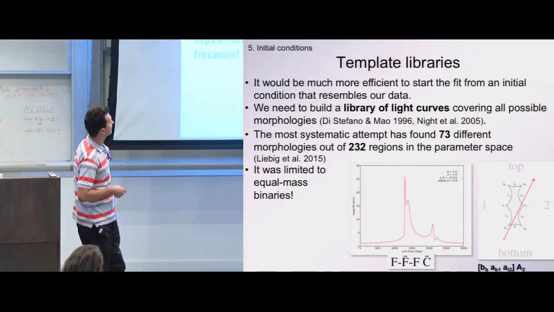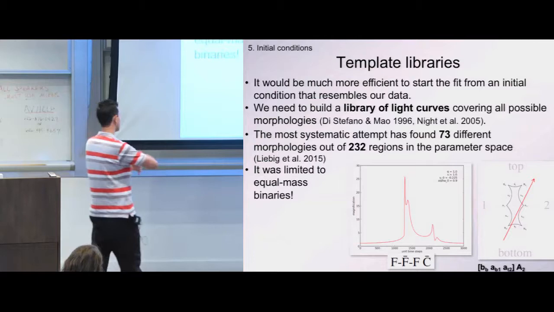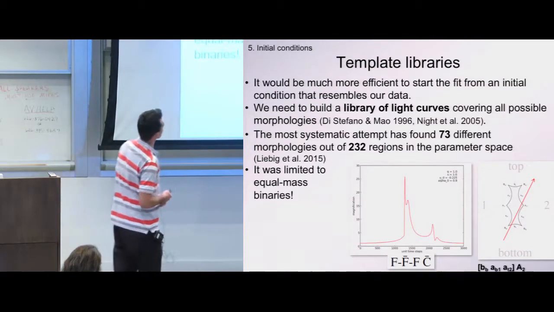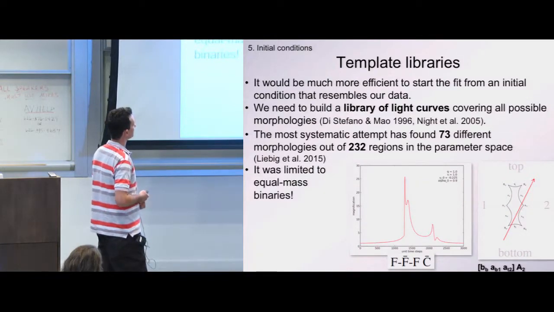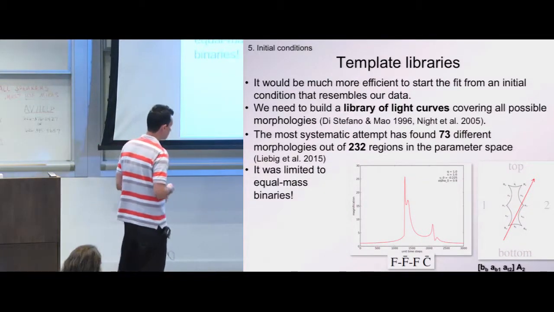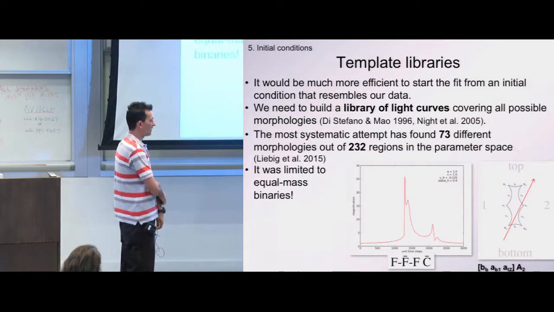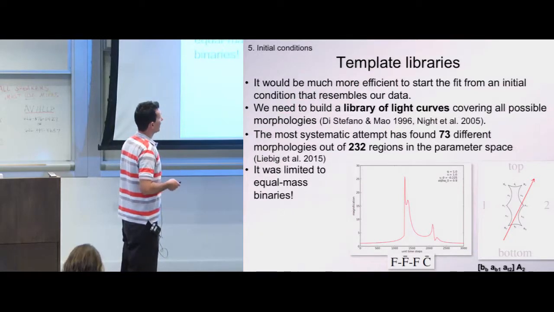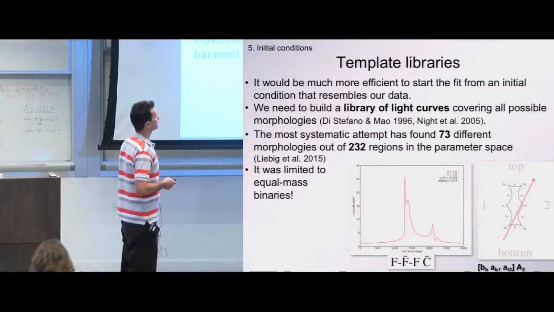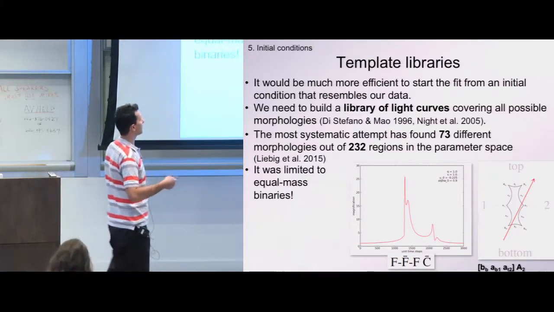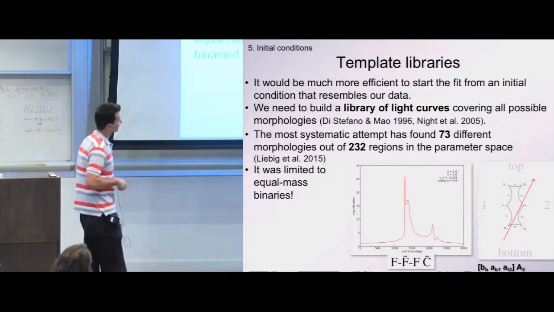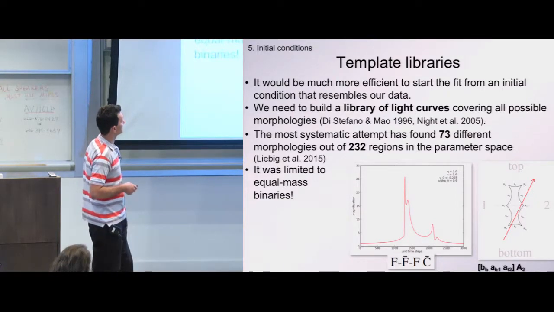Well, the alternative, if you don't want to do this brute force grid search, is to start from clever initial conditions. So after all, what we have to do is to match some light curve to the data. And after all, what we need to do is to build a library of all possible morphologies of light curves. And this is an approach that was first proposed by Di Stefano and Mao in 1996. It has been developed in many flavors.